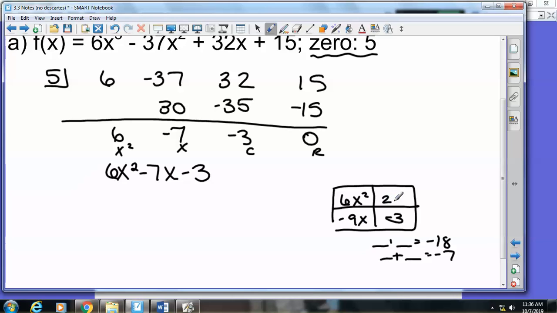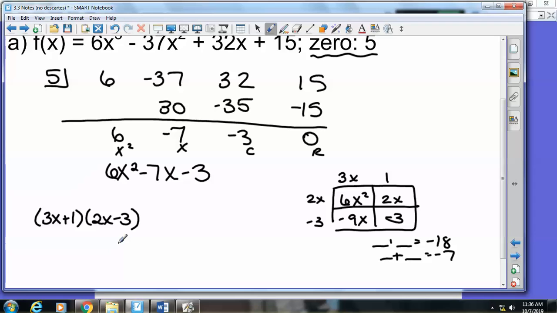Negative 9x, positive 2x. So factoring, we get 3x plus 1, 2x minus 3. So my directions here were to factor this. It factors into 3x plus 1, 2x minus 3. Is that all?